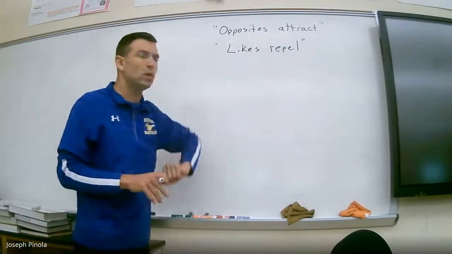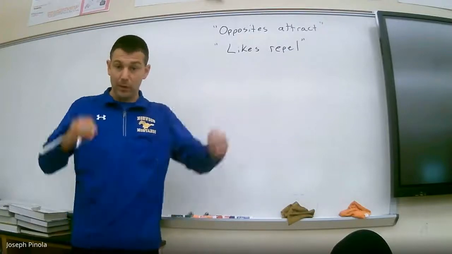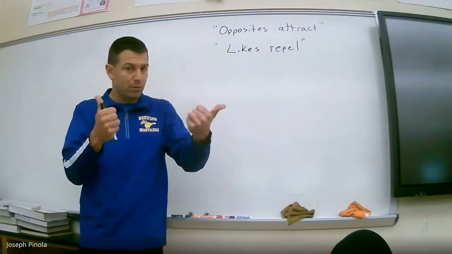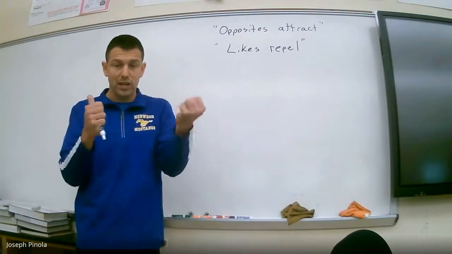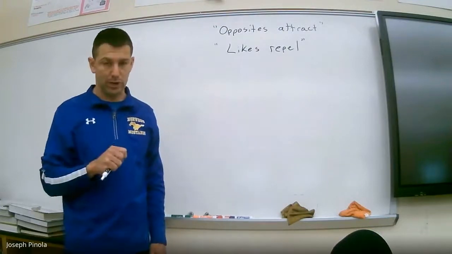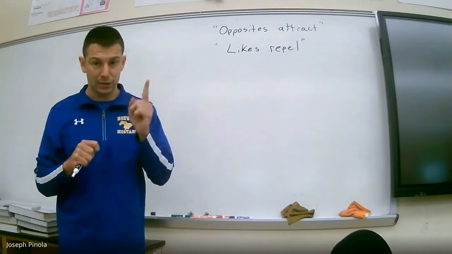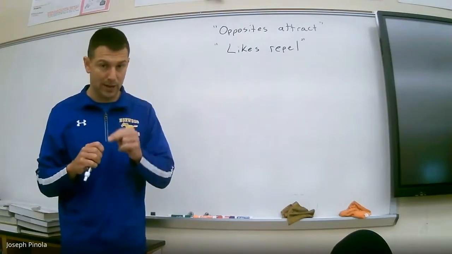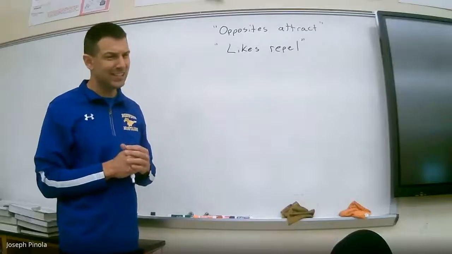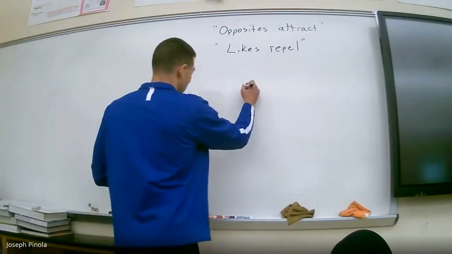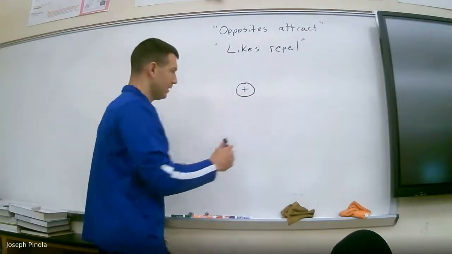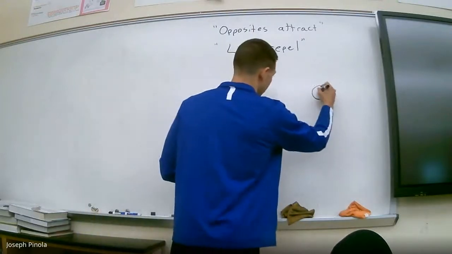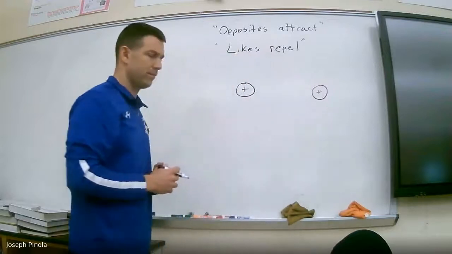So if we have two like charges, meaning we have two positive charges, they will want to push away from each other. And if we have two negative charges, they will also want to push away from each other. Opposites attract and likes repel. Let's see an example of this. Here is a proton. It's positively charged. Here is another proton. It's positively charged.